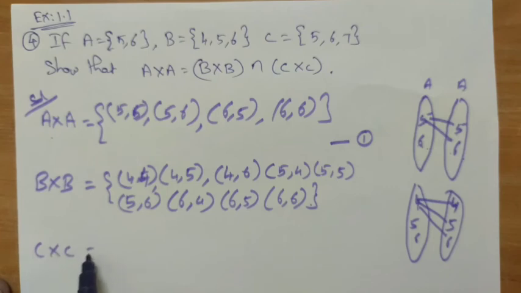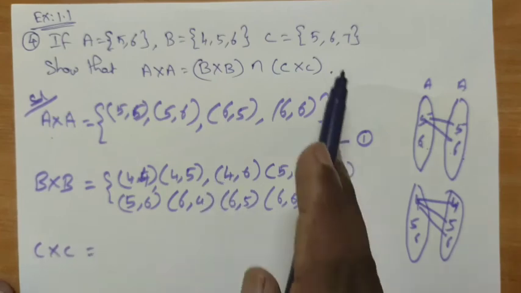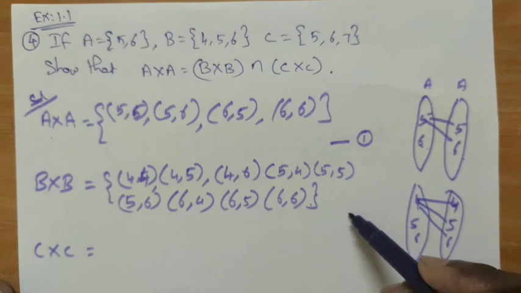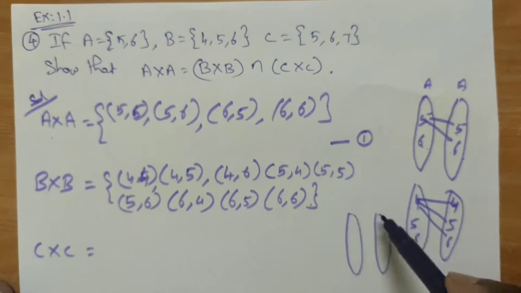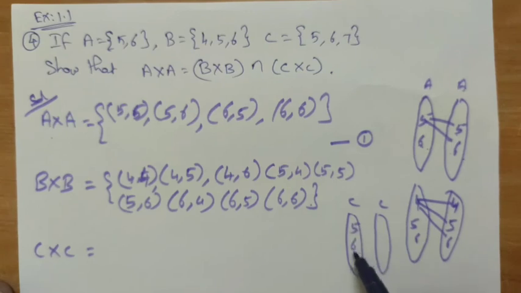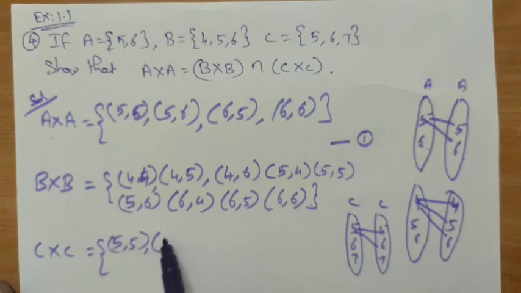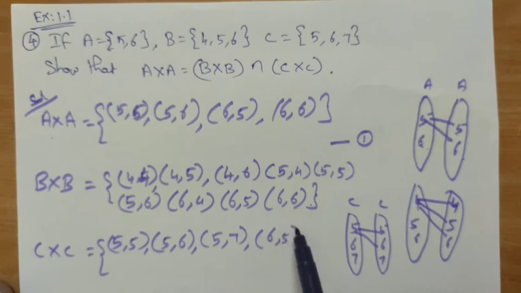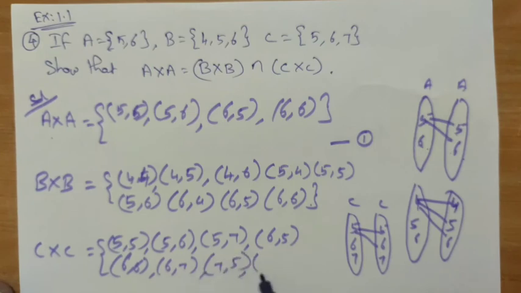Now we have to write out what is C cross C. The C elements are given as 5, 6, 7. Now we draw an arrow diagram like this for C cross C, that is 5, 6, 7 here and also 5, 6, 7. So 5 is mapping with 5, 6 and 7 as well. Then 6 and 7 are also the same form, right? (6, 5), (6, 6), (6, 7), and then (7, 5), (7, 6) and (7, 7).